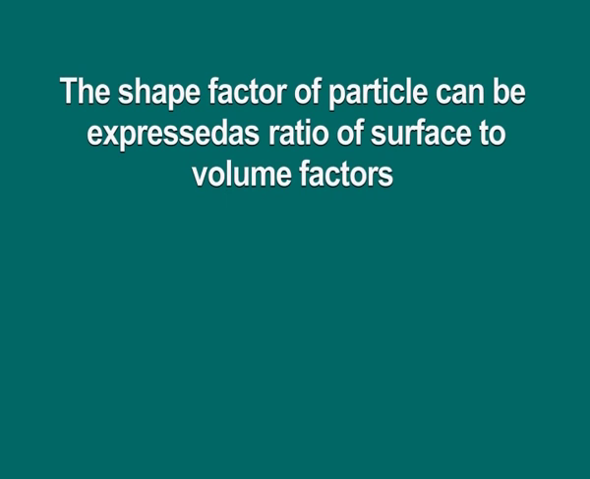A sphere has minimum surface area per unit volume. Therefore, these properties can be compared for spheres and asymmetric particles in order to decide the shape. The shape factor of a particle can be expressed as the ratio of surface to volume factors.